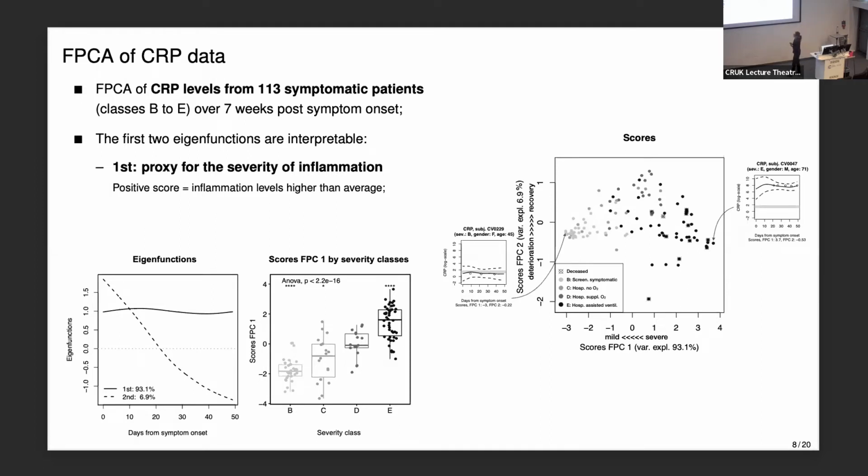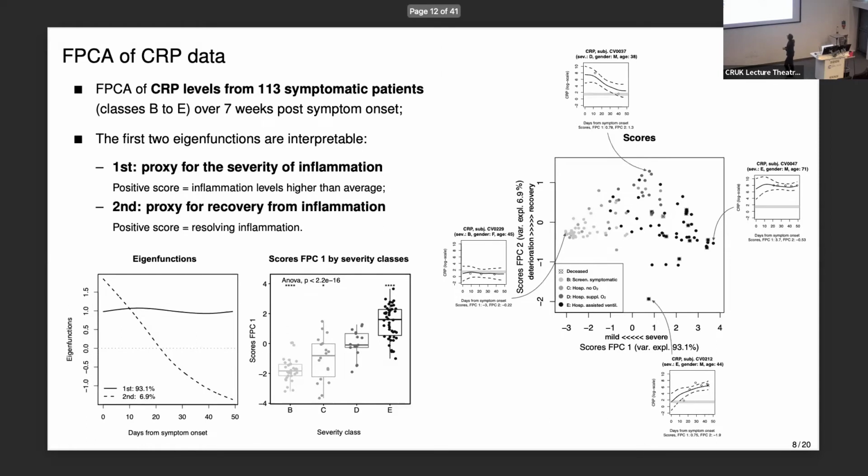Okay, now if we look at the second eigenfunction, it's actually a proxy for recovery from inflammation. And again, if we take an example of a patient with a positive score, it means that we will typically see their CRP level drop over time. So again, 2 examples here: a patient with a large positive score on the y-axis whose inflammation resolves well, and a patient with a large negative score on the y-axis whose inflammation gets worse, essentially. So really this score reflects the extent to which each patient will recover from inflammation and the dynamics of this recovery.